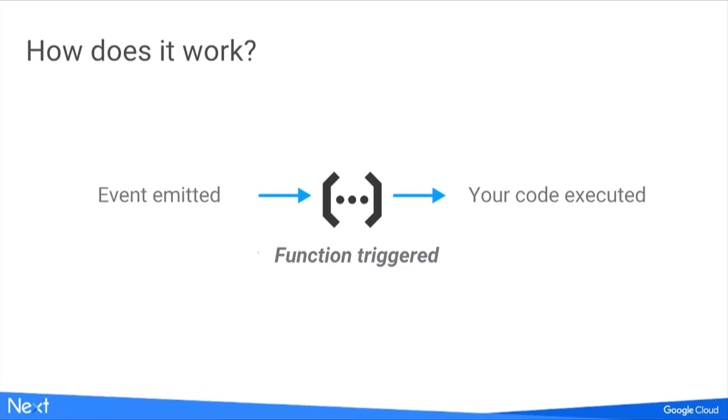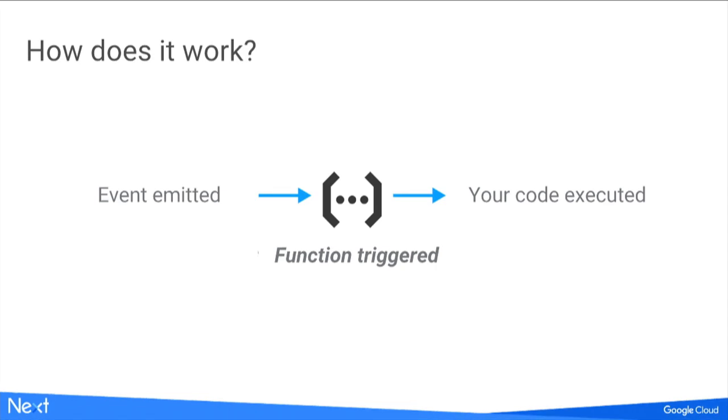So how does it work? As I mentioned earlier, Cloud Functions are event-driven. You specify the event your function should be triggered by. First, an event is emitted from an event provider, which I'll go over in a little bit. If these conditions are met, your function will be triggered, and a new instance will be spun up. Then the code within your function will be executed.